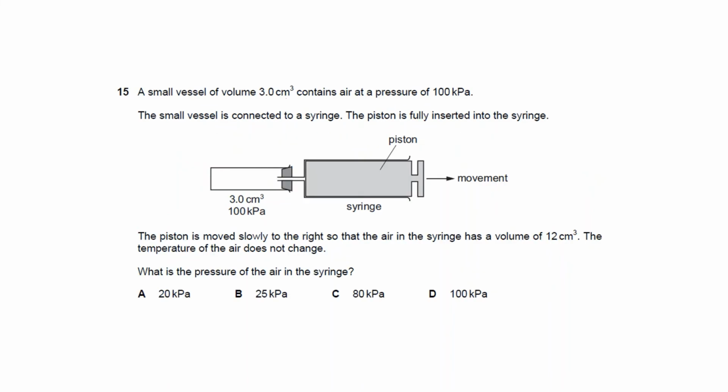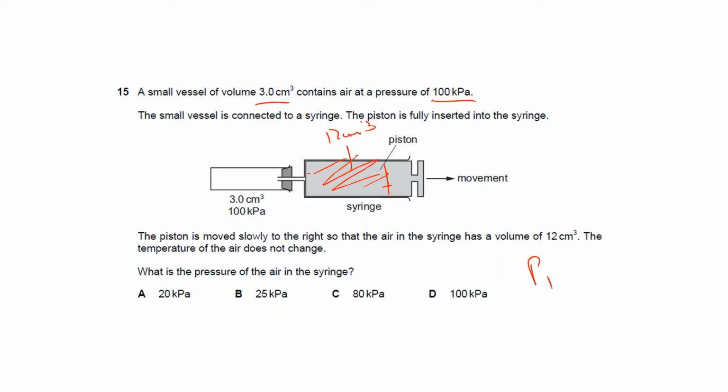Question number 15. There's a small vessel of volume 3 cubic centimeters which contains air at a pressure of 100 kilopascals. They're saying that the small vessel was connected to a syringe. The piston was fully inside, and then we slowly started to move the piston outside. It created a volume inside the syringe of 12 cubic centimeters. They're asking, what is the pressure of the air in the syringe?